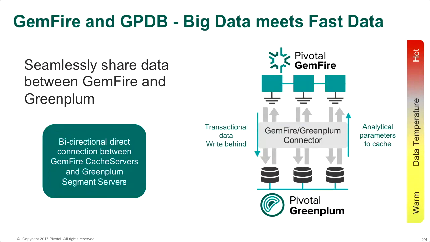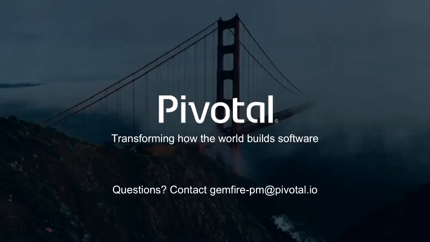This hybrid configuration, enabled by the connector, utilizes each system for what it does best. GemFire is used for processing transactions at scale, and Greenplum is used for analytics and predictive modeling at scale. This wraps up the GemFire features presentation.